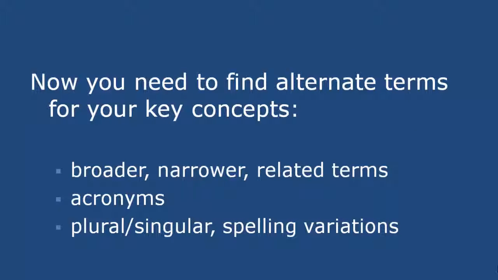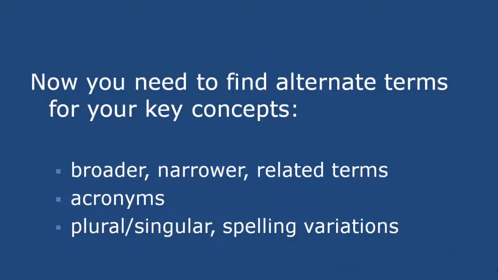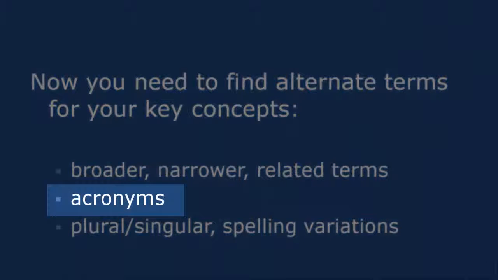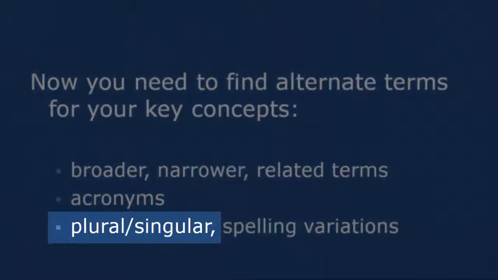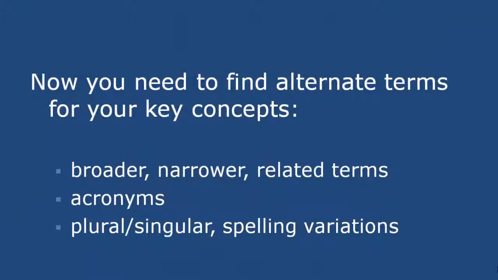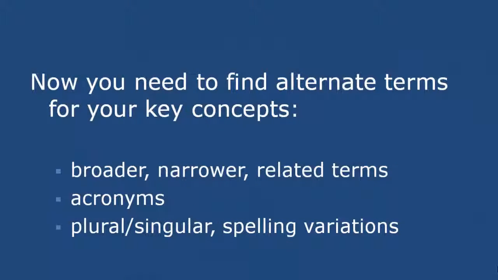The next step in creating your search strategy is finding alternate terms for your key concepts. Things like broader, narrower, or related terms. For example, the scientific or common names for a concept. Acronyms. For example, MRI or magnetic resonance imaging. Plural or singular forms. For example, woman or women, computer or computers. Spelling variations. For example, Canadian or American spellings.